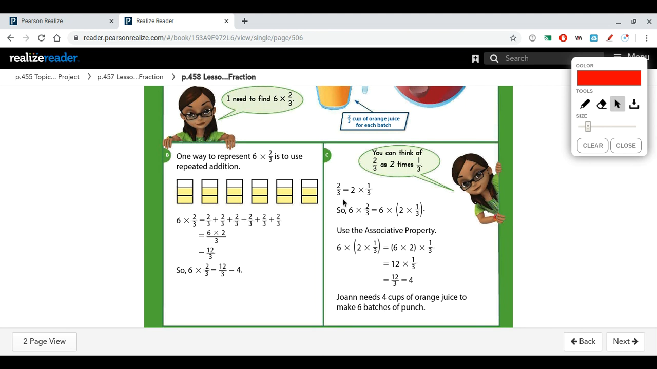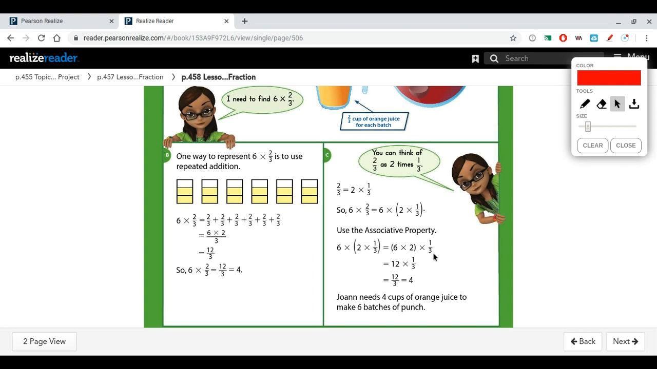The other way that we can do it is we can use the associative property to help us find the answer. And so I can take 2/3, and another way that I can look at 2/3 is I'm really taking a third and multiplying that by 2. So if I go back to 6 times 2/3 equals 6 times 2 times 1/3. Well, the associative property says the order in which I multiply does not matter. And so I can rearrange to where I do 6 times 2 times 1/3.